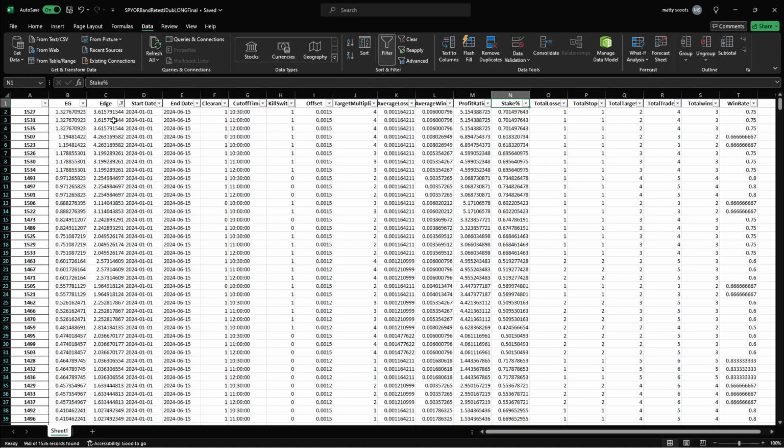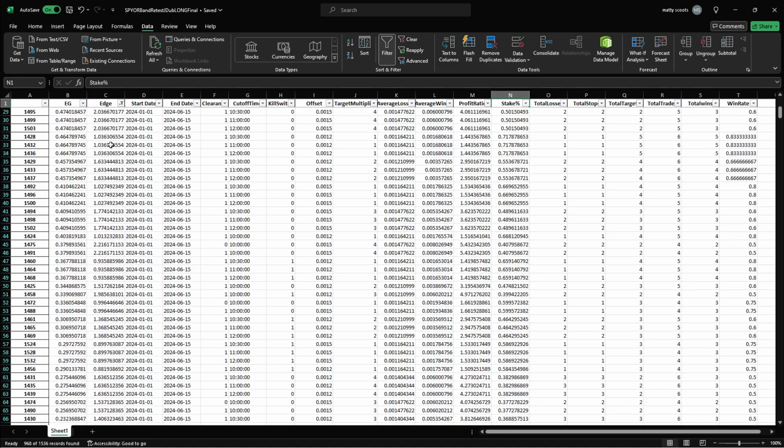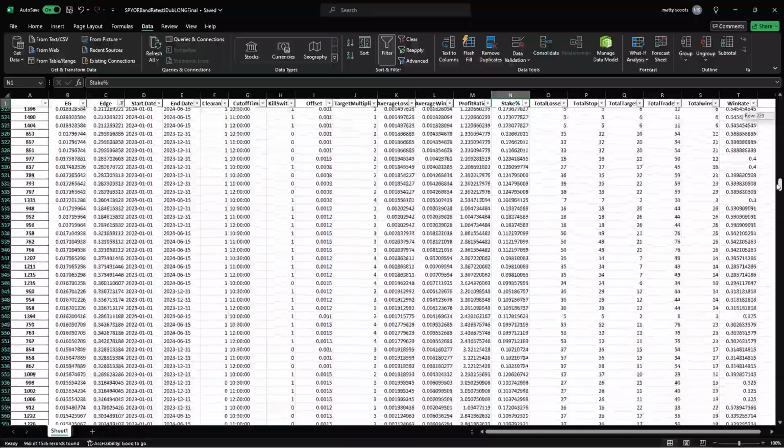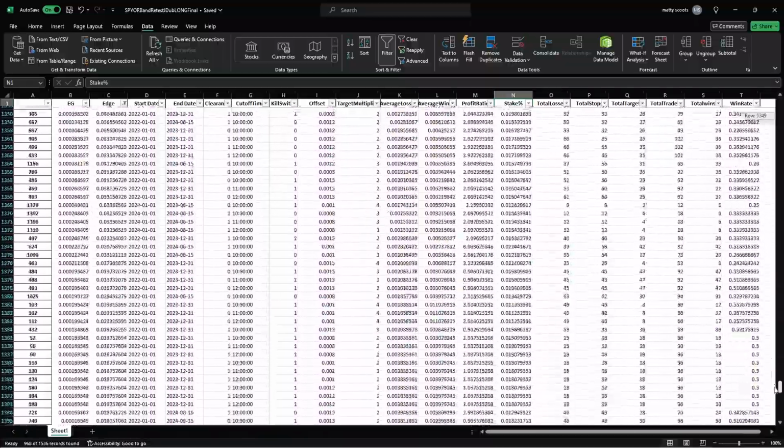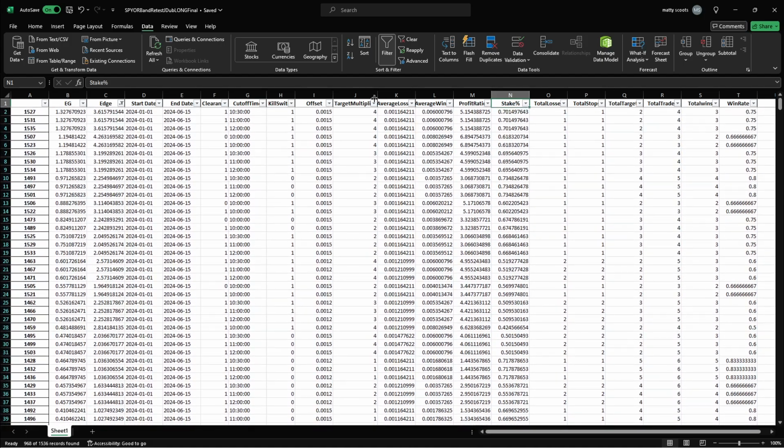So edge percentage is just, do you have an edge or not? And there were a bunch of negative edge outcomes, and I filtered those out because I didn't want to look at those. So anyway, you can see the data. I don't need to go through the rest of these; I think you can probably figure them out. Average loss, average win. These are the variables: clearance, cutoff time, kill switch, the offsets, target multipliers. Then this is basically your total trades, wins, losses, targets, stops, and then your win rates.